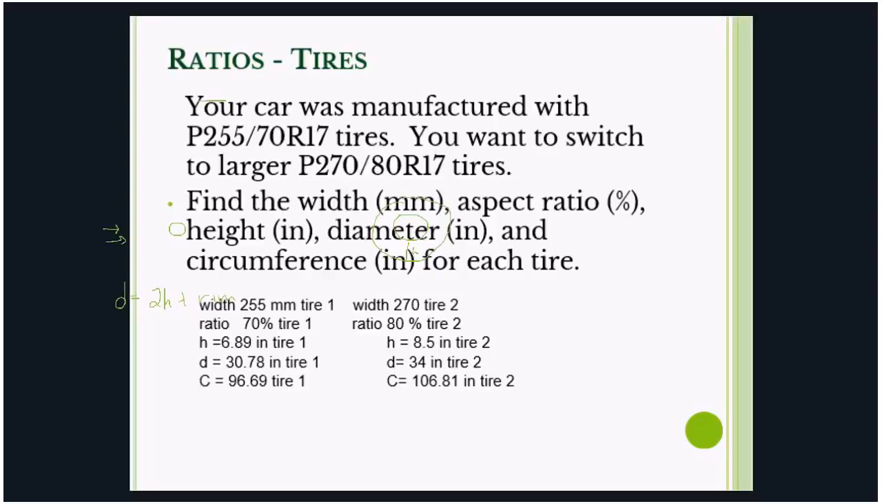And of course, you do the calculations the same. Tire 2 has a diameter of 34. The last thing is circumference. Circumference is equal to pi times diameter. So you want to go ahead and take that diameter of the tire that you've gotten and multiply it by pi. And you definitely want to make sure that you use the pi button on your calculator so that you don't estimate or round off too soon.